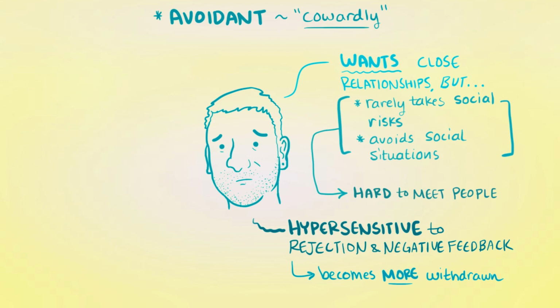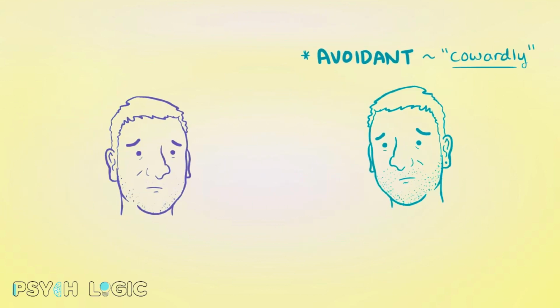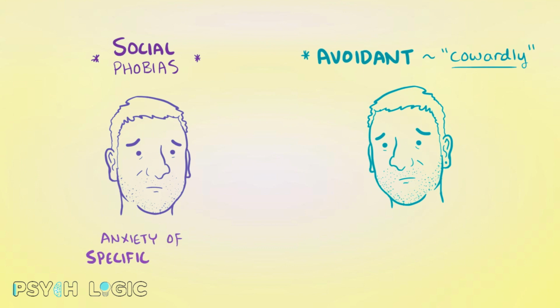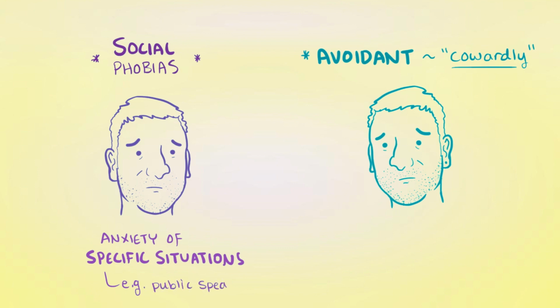People with this disorder are also hypersensitive to rejection and negative feedback, becoming even more withdrawn when that happens. There is some overlap between avoidant personality disorders and social phobias, but one key difference is that social phobias tend to be focused on anxiety of specific situations, like public speaking or dancing in public, while avoidant personality disorder is defined by an anxiety of social situations more generally.